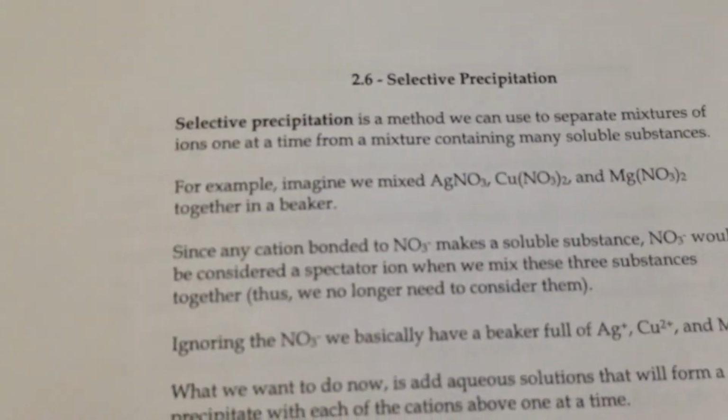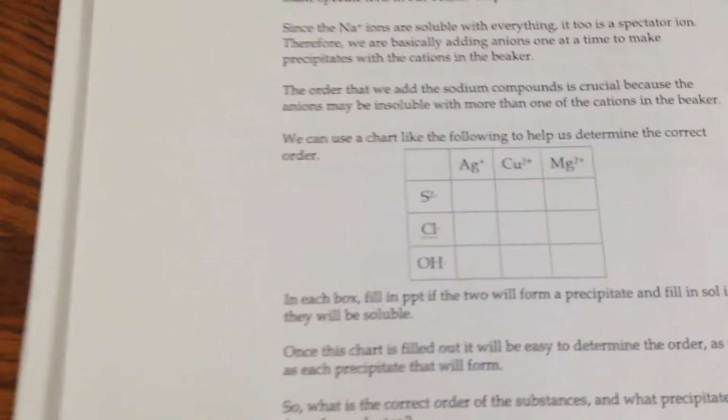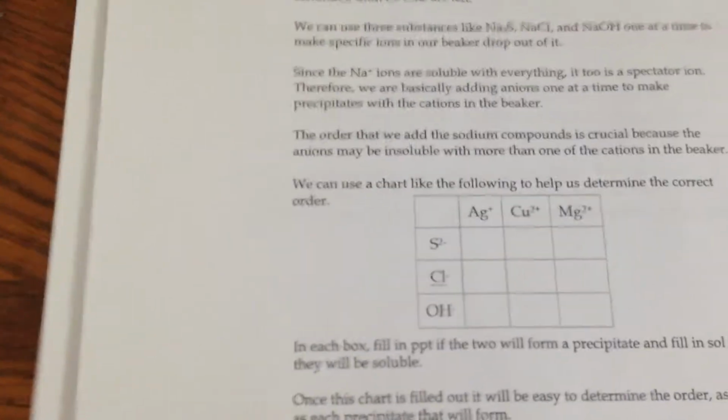Alright, the next part here is selective precipitates. This is all about adding certain chemicals or ions to certain chemicals to produce precipitates to separate things, to get a solid to actually separate certain things out of a solution and to keep certain things in a solution. This is actually quite common.